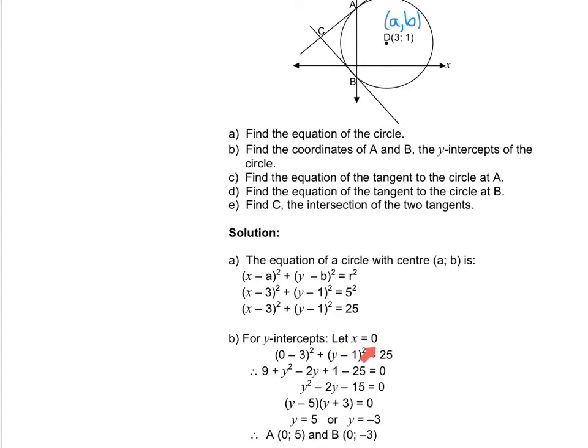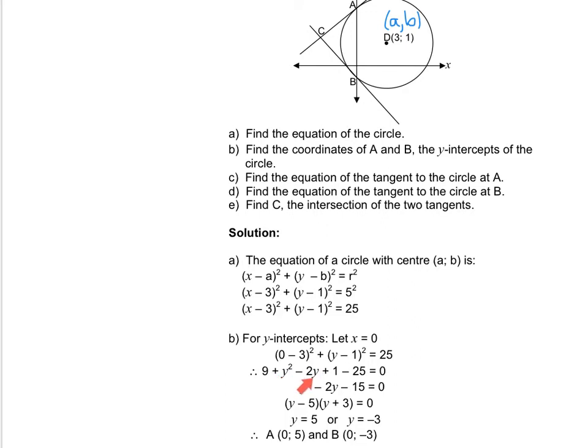we will let x be equal to 0, because x at point A is 0 and x at point B is also equal to 0. So now I will take my equation of my circle, which I've already worked out, and I will substitute x with 0. 0 minus 3 is minus 3, and minus 3 squared is a positive 9. If I then simplify my bracket, the y must be squared.